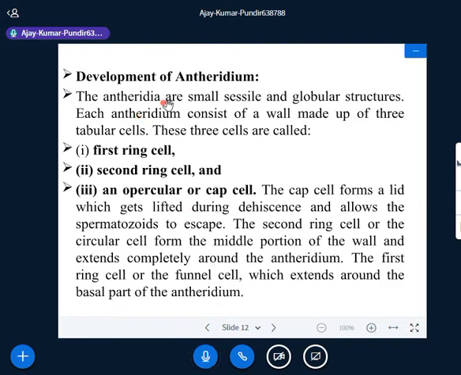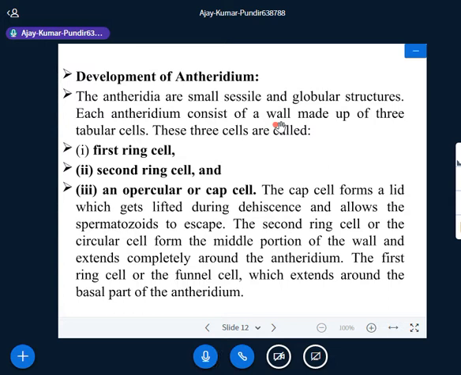What happened during the development of antheridium? As we know very well, the antheridium of Osmunda is so small, sessile, they don't have a stalk-like structure, it is globular in shape. Each antheridium has an antheridium wall which is very complex. The antheridium wall of Osmunda is so complex compared to that of another fern.